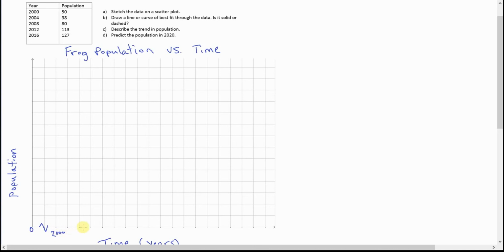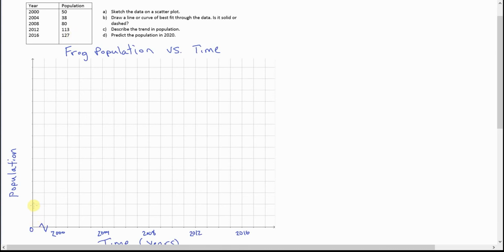2000, 2004, 2008, 2012, 2016. Now the frog population is going to go up to about 125.